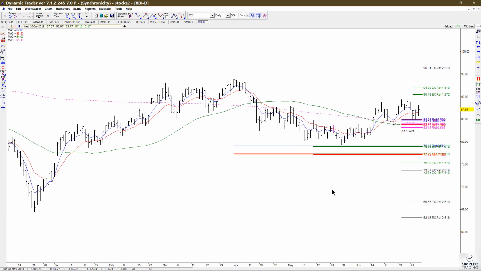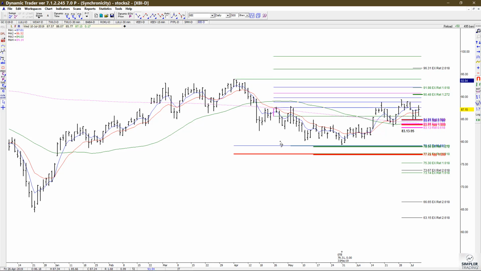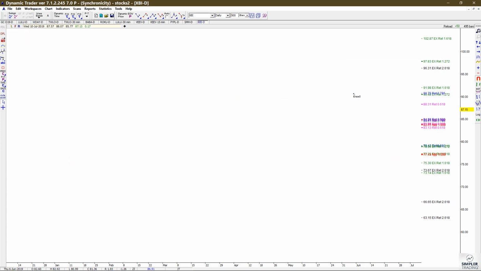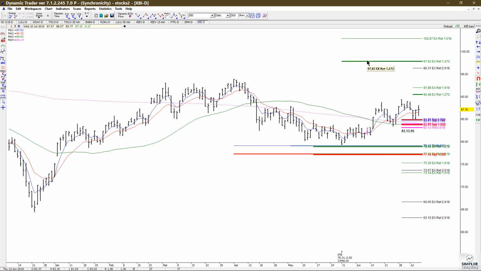If this low that was made here, looks like end of May, then the upside target off of that low and from the larger swing actually comes in at 97.83. So shorter term targets are here, bigger picture target is here. When am I wrong? If it breaks the zones.